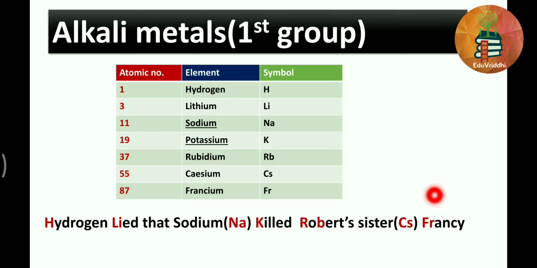And the name Francie, we have Fr, that is francium. So, hydrogen lied that sodium killed Robert's sister Francie. So this is how you can easily remember the elements of the first group.